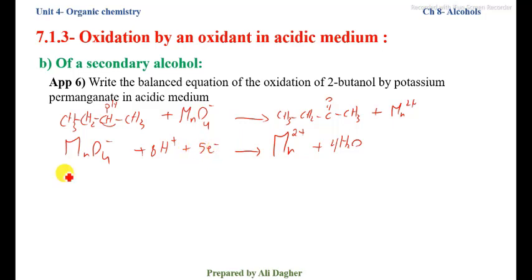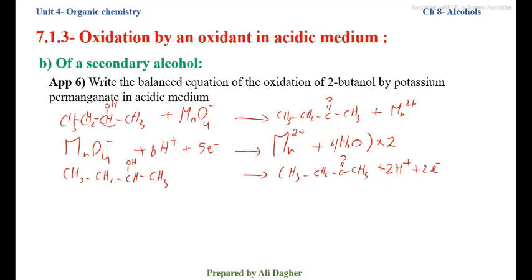Second half reaction: CH3CH2CHOHCH3 gives CH3CH2C=OCH3. Same number of oxygen. Number of hydrogen: 3, 5, 7, 10 in reactant, 3, 5, 8 in product, so we add 2 H+ in product, and 2 electrons. We multiply the first half reaction by 2 to have 10 electrons, and the second half reaction by 5 to have 10 electrons in reactant and product.